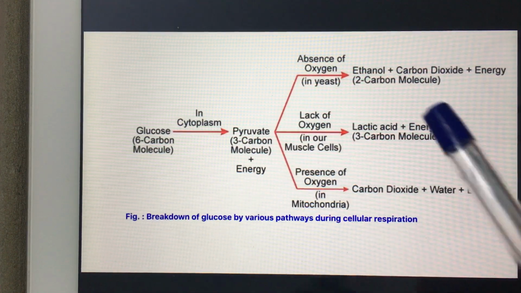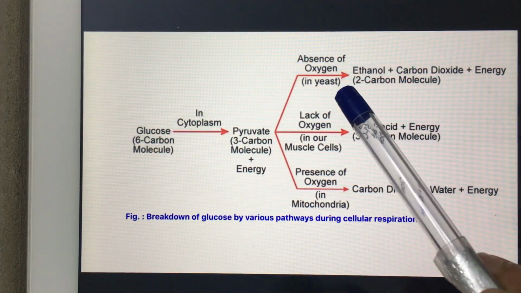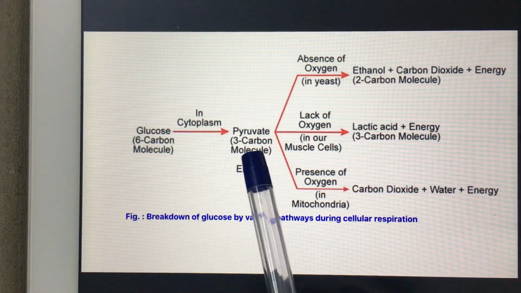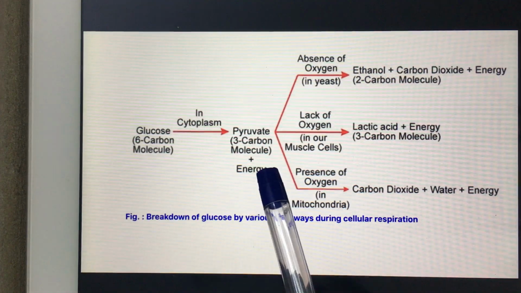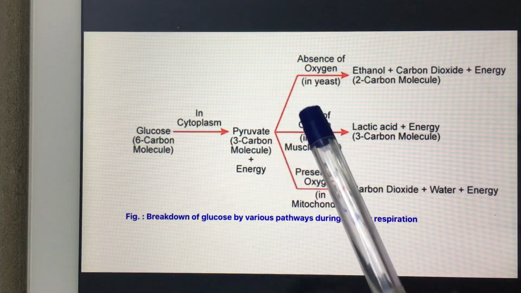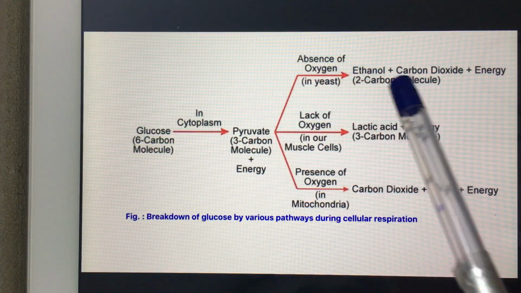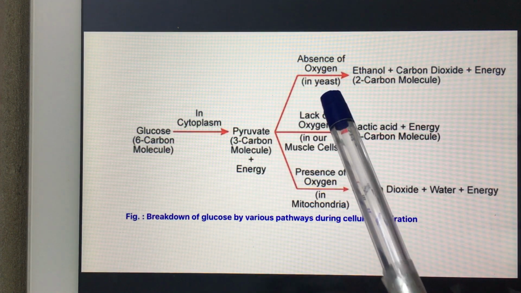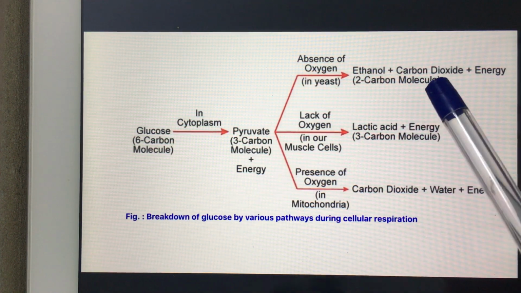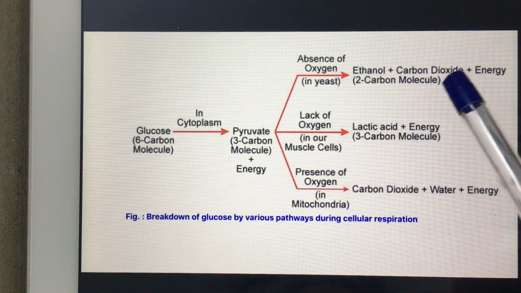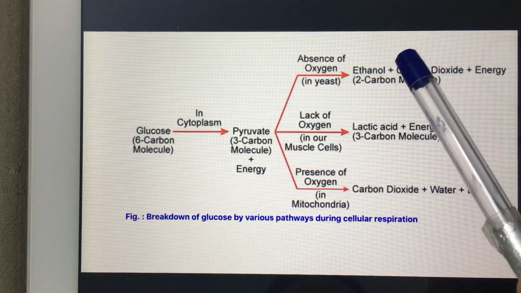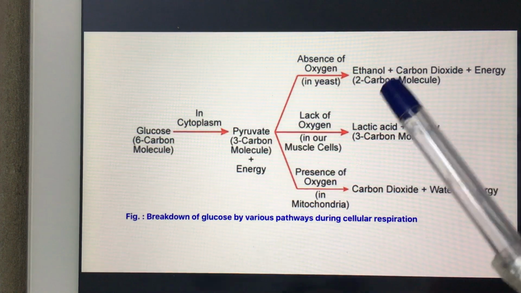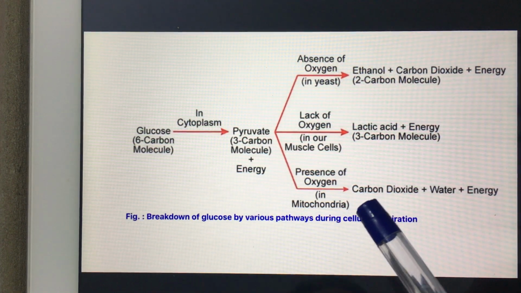So you can see over here, this is the alcoholic fermentation. In this, first of all, the first step is similar in all the three. Glucose converts to pyruvate, and this then converts to ethanol and carbon dioxide and energy in the absence of oxygen. And a very good example of this is during the making of bread, yeast is used, and that carbon dioxide is responsible for the softness of the bread, and ethanol is also produced in it.